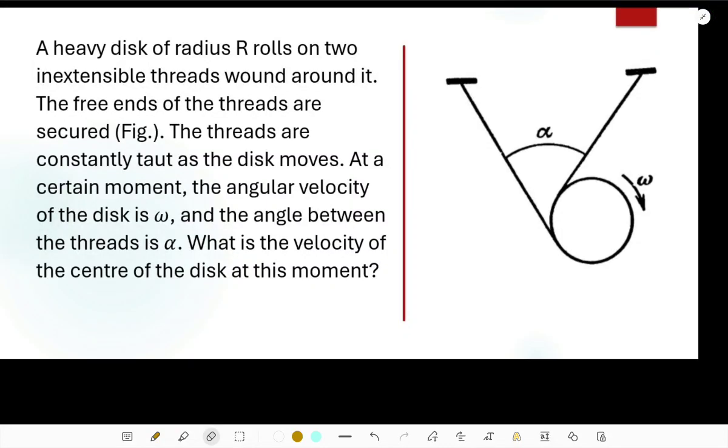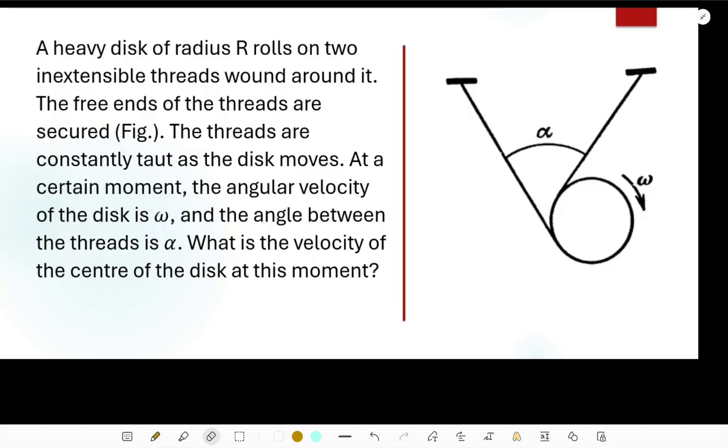Welcome to a new problem solving session, and this problem belongs to the kinematics of rigid body rotation. And here is the problem on the screen. The statement says there is a heavy disk of radius r.